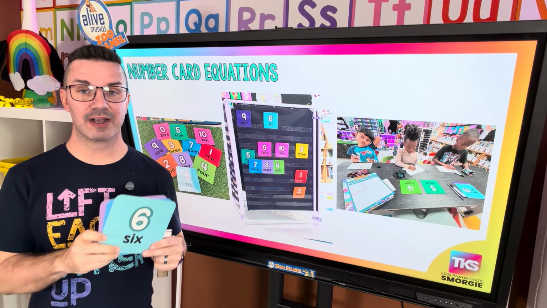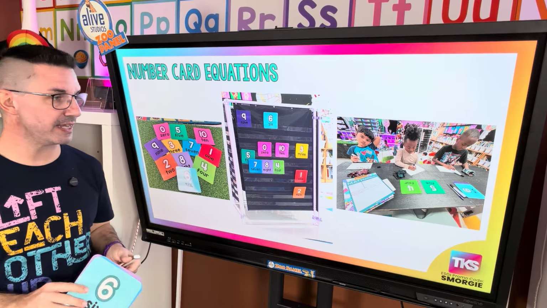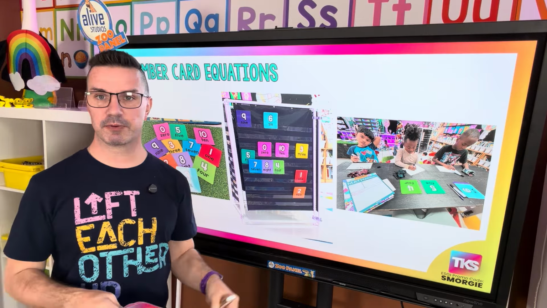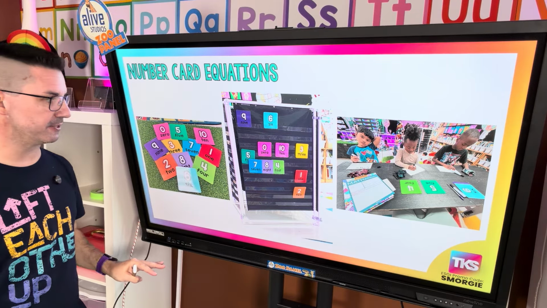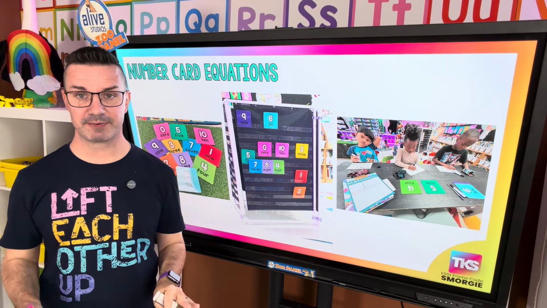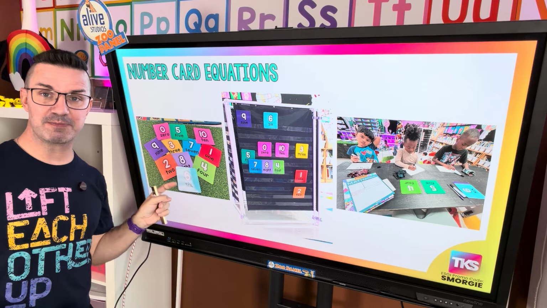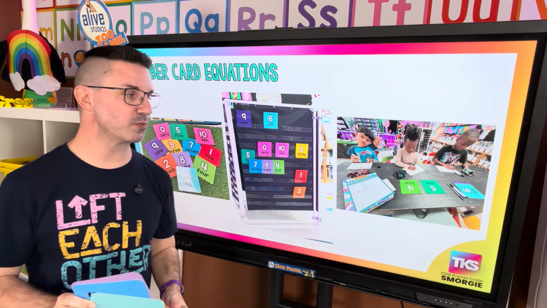These are our visual number cards. They go up to 20. So we use these for equation building. We also use them for number lines, missing numbers, greater than, less than, all the number things, all the math skills. But the kids love using them to deal equations. We do them in whole group. We do them in small group. And then guess what? Then they go to centers, and the kids use them in centers as well.